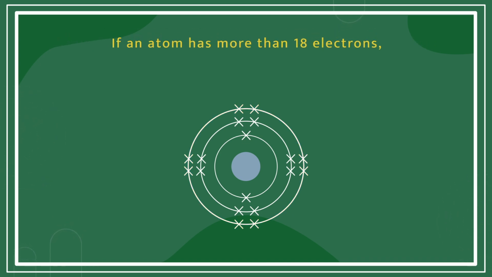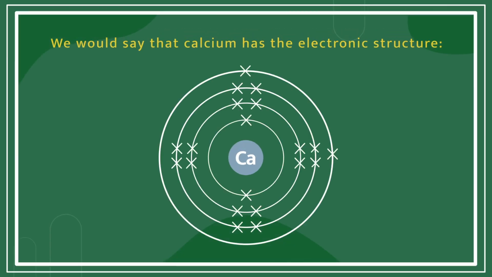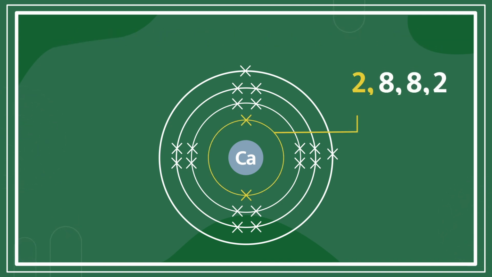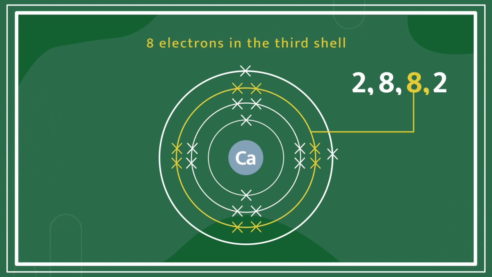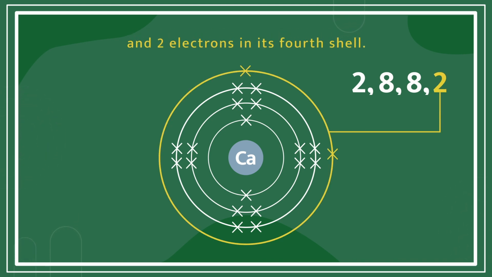If an atom has more than 18 electrons, it will have a fourth electron shell, like calcium here. We would say that calcium has the electronic structure 2882 because calcium atoms have 2 electrons in the first shell, 8 electrons in the second shell, 8 electrons in the third shell, and then it can't fit any more in there, so the final 2 electrons have to go in the fourth shell.